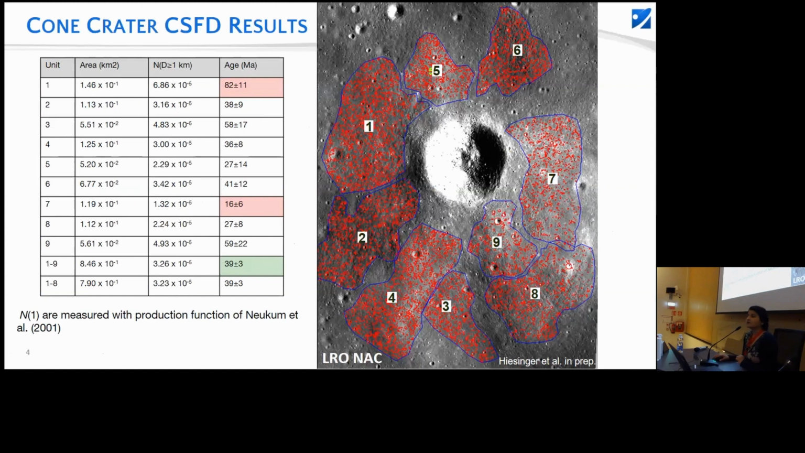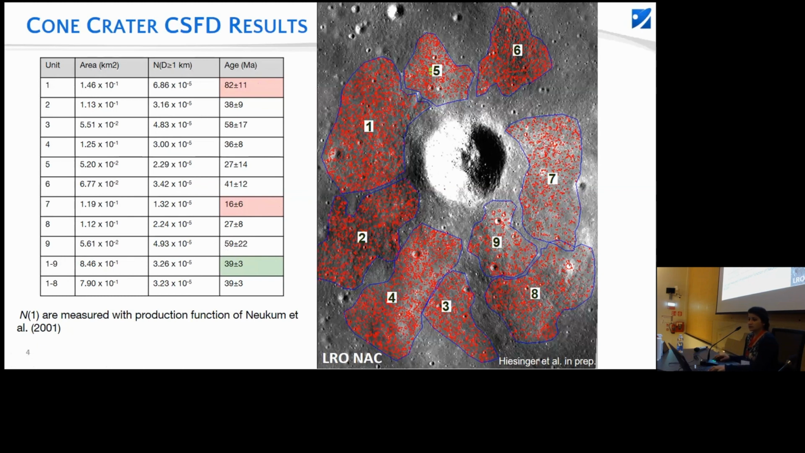So what Harry was doing was, for Cone Crater, he selected 9 areas around the Cone Crater to measure CSFDs, to measure crater densities on these 9 areas. And he got absolute model ages that were very similar to exposure ages that vary from 16 million years to about 90 million years. On average, he was getting about 39 million years. And this is exactly what the sample ages were telling him.